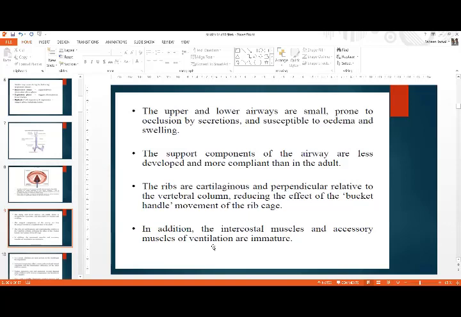And the support mechanism that is provided by the rib cage is also less developed, as well as the intercostal muscles, and the accessory muscles of respiration are not mature properly. So all these factors combined together, they predispose a child to be more susceptible to the development of stridor.